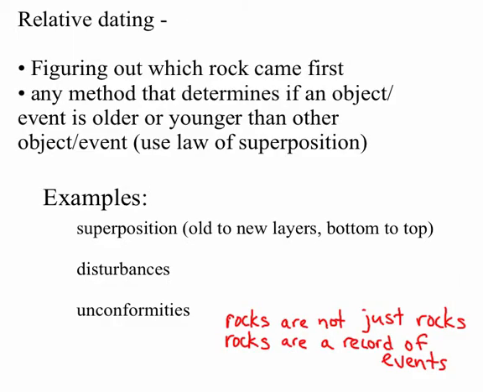Sweet. Okay. So a little midterm review. Relative dating. We're going to figure out which rock came first. It's any method that determines if an object or an event is older or younger than another object. In other words, use the law of superposition to figure out the age relative to the other layers. Now we're going to get some examples of superposition. We've done that one. Disturbances and unconformities.